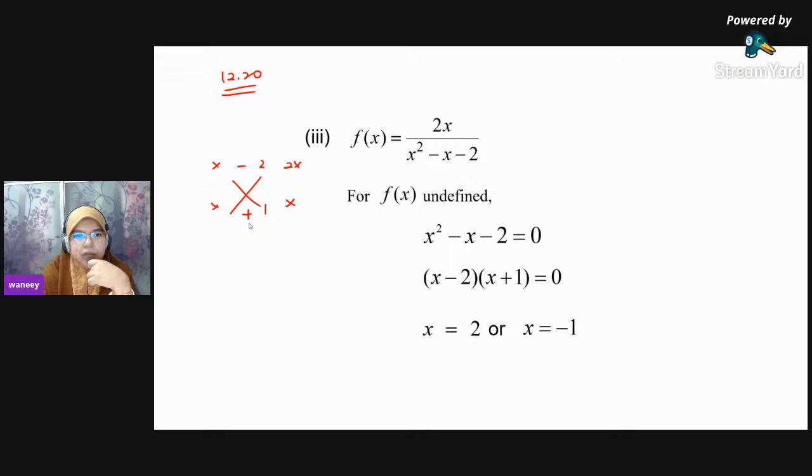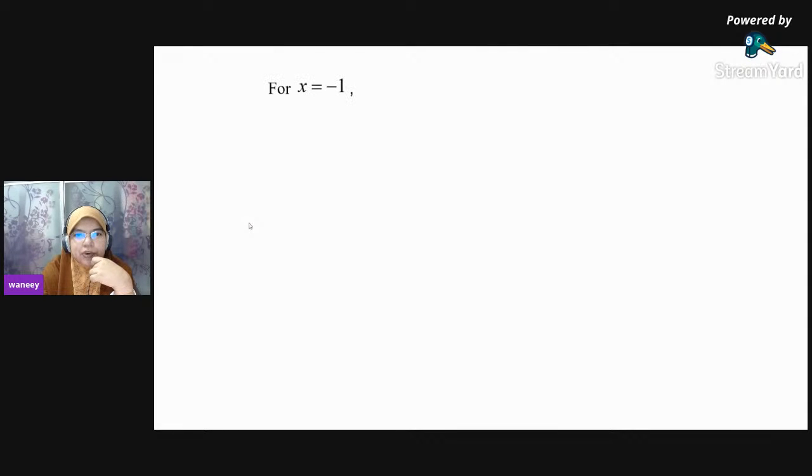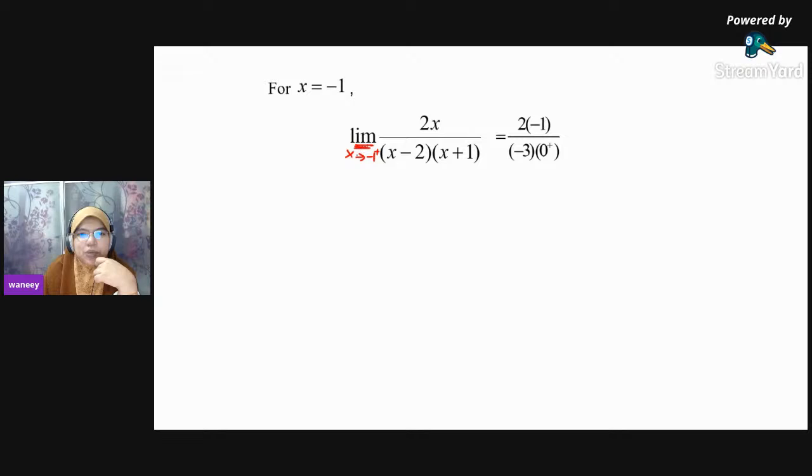Now let us substitute the values in. For x equal to -1, we have the limit as x approaches -1 from the right hand side of 2x over (x minus 2)(x plus 1). Substitute x with -1: 2 times -1 is -2, and -1 minus 2 is -3, and -1 plus 1 is 0 with a plus. So we get a negative over negative, which is positive, so the answer will be positive infinity.